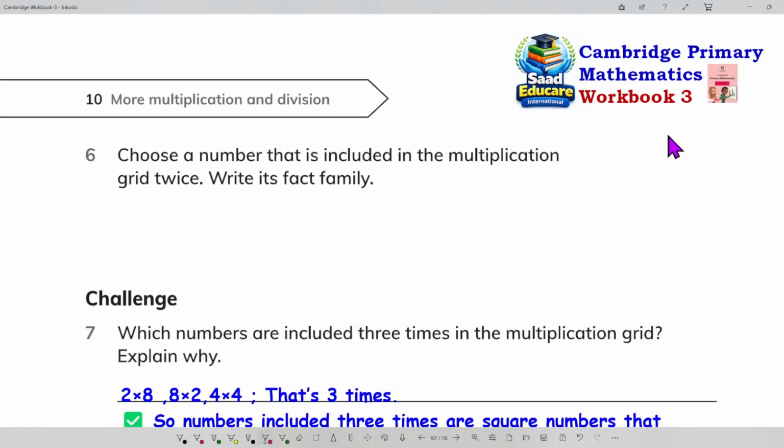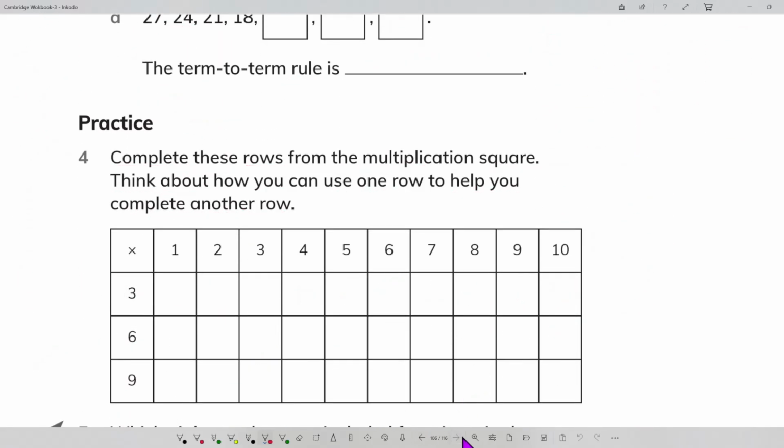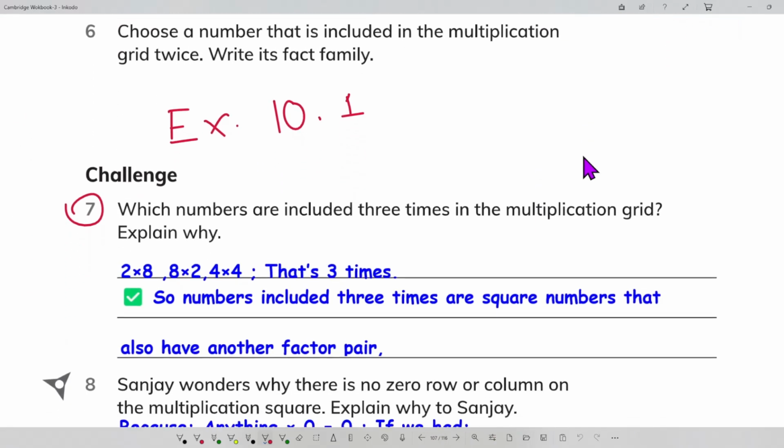Cambridge Primary Mathematics Workbook 3, we are starting question 7 of more multiplication and division, which is exercise 10.1. Last video we completed up to 6. This video we are starting from 7. So our first question: which numbers are included 3 times in the multiplication grid?